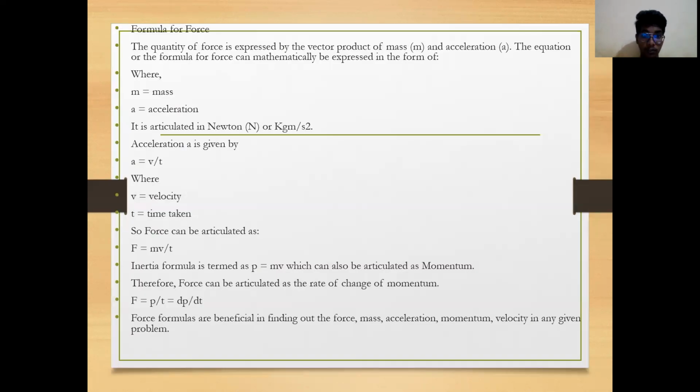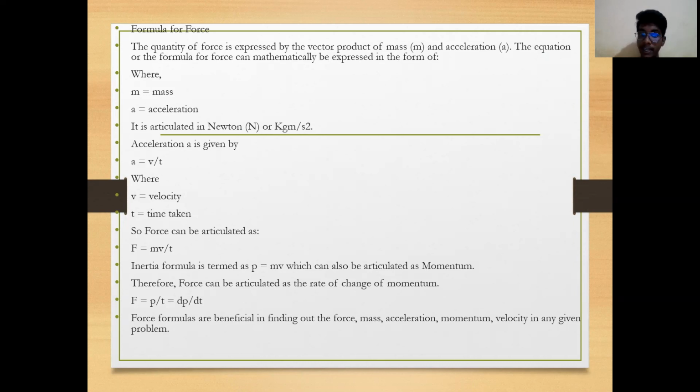So the formula of force. The quantity of force is expressed by a vector product of mass m and acceleration a. The formula for force can be mathematically written where m is equal to mass, a is equal to acceleration, F is equal to ma. So force is defined as the product of mass and acceleration of an object. It is articulated in newtons. The unit of force is the newton.